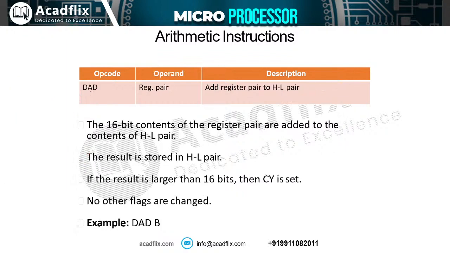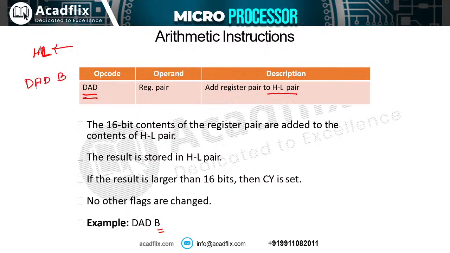Okay, DAD. DAD will work on the register pair. With the DAD instruction, you specify some register pair, let us say BC register pair, and add it to register pair HL. That means by default one operand will be the HL register, and the result will also be stored in the HL register pair. Let us say you have DAD B.